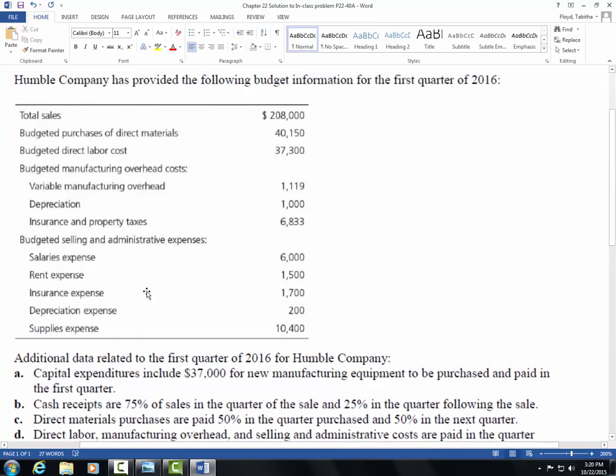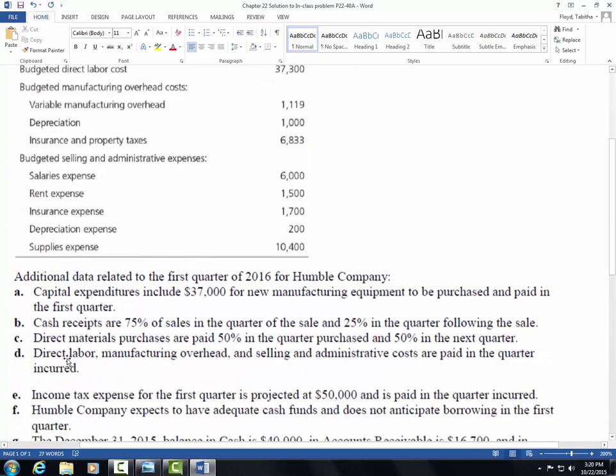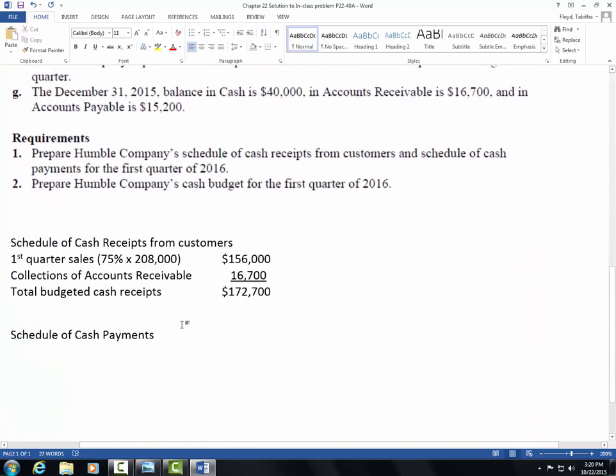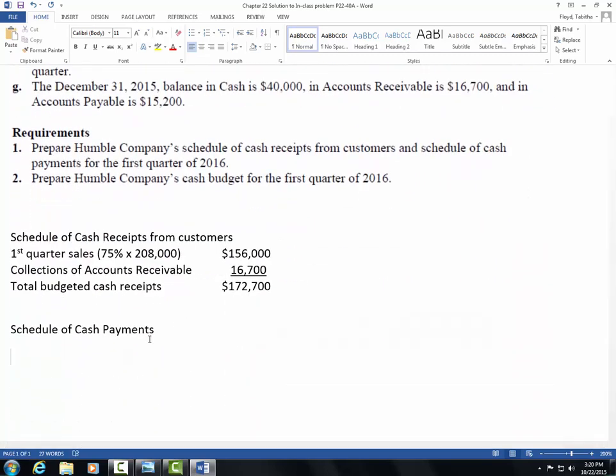I like to go in the order that they list these items, that way you don't miss anything. So the first thing they list is capital expenditures will be $37,000 for new equipment to be purchased and paid for in the first quarter. So since we're paying for it now, we have cash going out of $37,000. So we're going to list that as our cash payment. You're going to say capital expenditure.